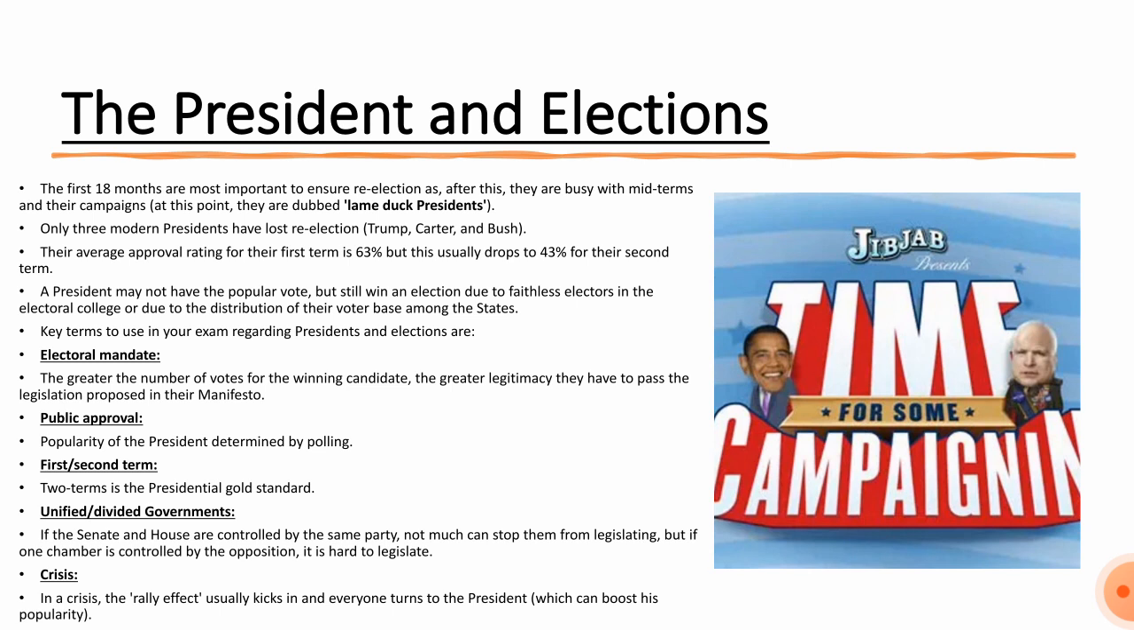The President and elections. The first 18 months are most important to ensure re-election, as after this, a president is busy with midterms and their campaign. At this point, they are dubbed lame duck presidents, and that's a term that you should know for your exam. Only 3 modern presidents have lost re-election, and these are Trump, Carter, and Bush, although some others have been either assassinated or resigned, such as Nixon and JFK.